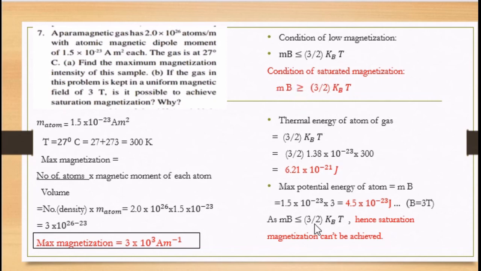And that's why here, what is the case? Here exactly the opposite case, that is, MB is less than or equal to 3/2 kBT. So the saturation magnetization cannot be achieved, because the condition for the saturation magnetization is not satisfied.